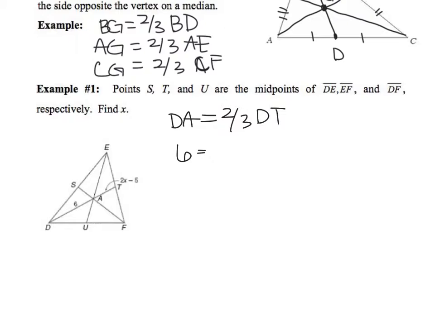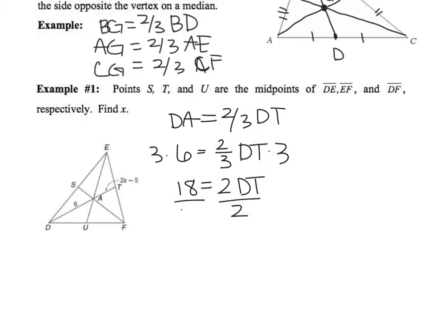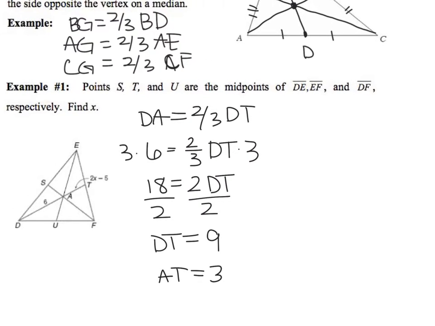So we have 6 equals 2/3 of DT. Multiply both sides by 3, we get 18 equals 2 times DT. Divide by 2, and we get the length of the median being 9. Now that I know the length of the entire median, that will help me find X. So since DA is 6, that means AT has to be a length of 3, since it's the rest of the median, which means that 2x minus 5 is going to equal 3.